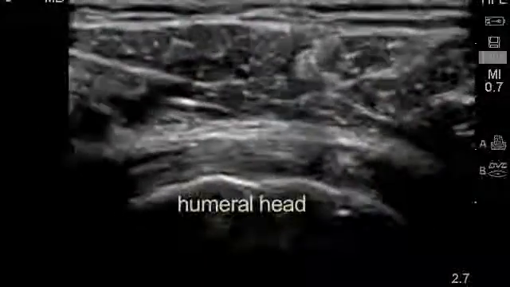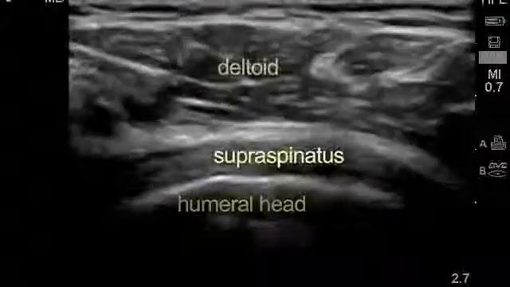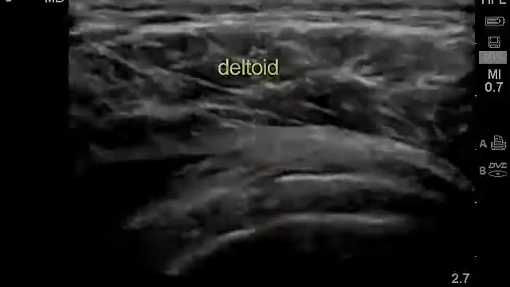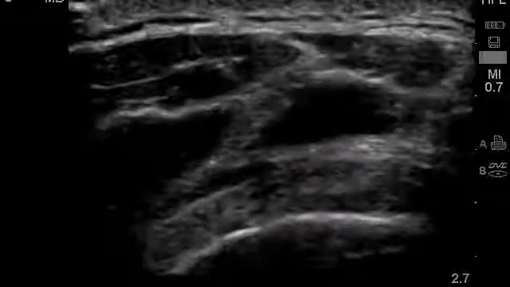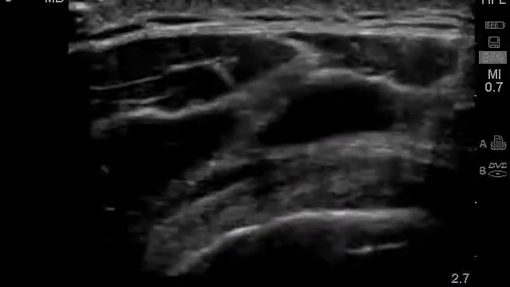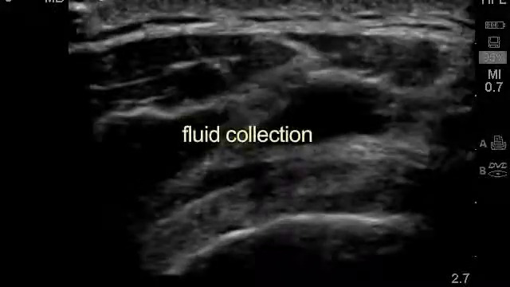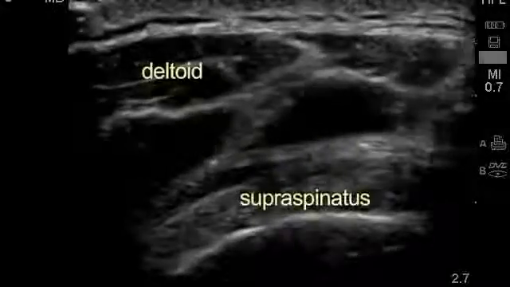Next, turn to a transverse orientation with the directional indicator facing the patient's back. In this orientation, the cortex of the humeral head, the supraspinatus tendon, and the overlying deltoid muscle can be visualized. Subacromial bursitis can be identified as a hypoechoic fluid collection between the supraspinatus tendon and deltoid muscle.